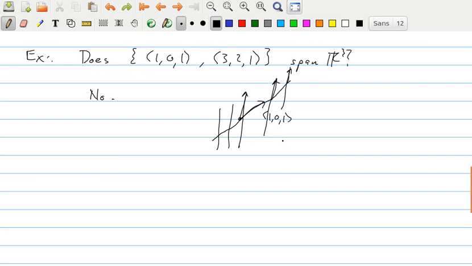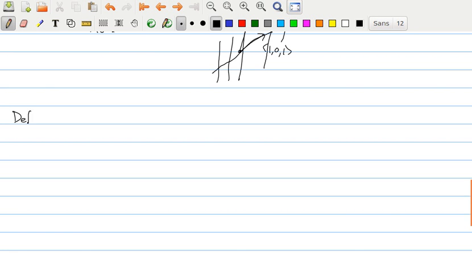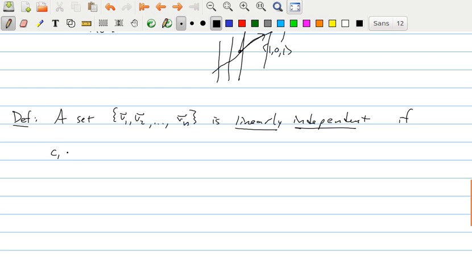So the second idea we need to develop the notion of basis is the idea of linear independence. So we say a set V1, V2 up to Vn is linearly independent if C1V1 plus C2V2 plus up to CnVn equals 0. So we have this system of equations right here is only satisfied by all the c's being equal to 0.